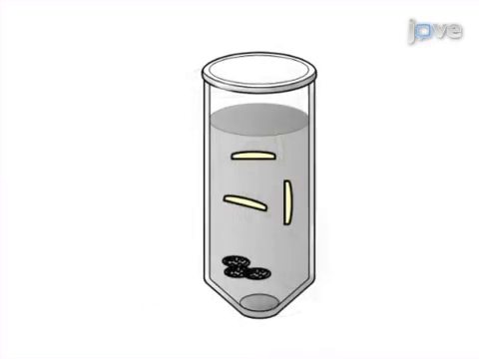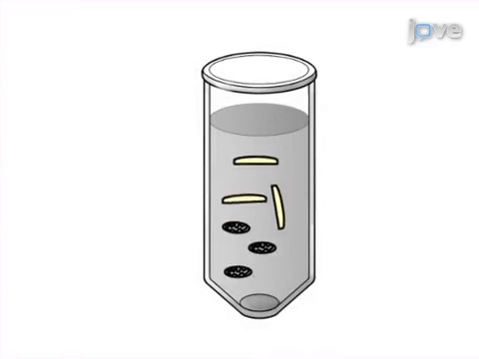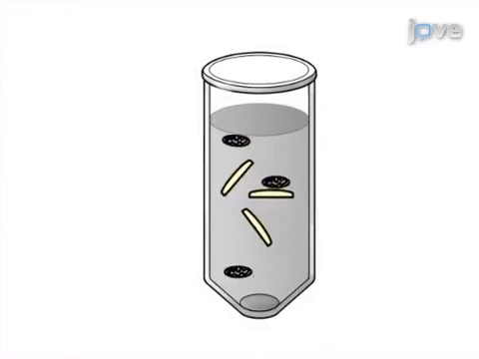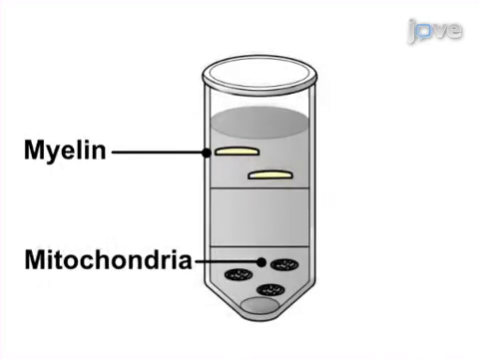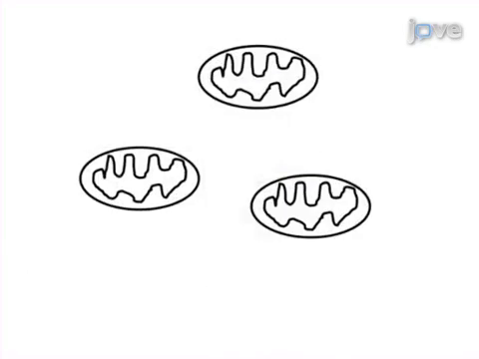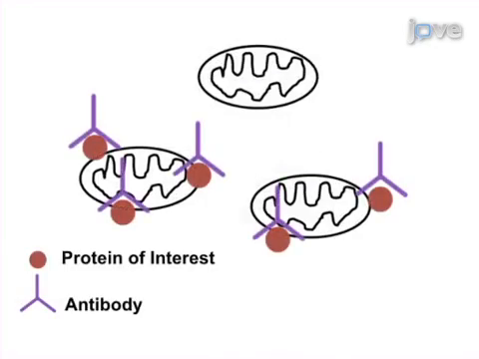Myelin, a major contaminant of central nervous tissue, is removed by mixing mitochondria with a solution of 12% OptiPrep and centrifuging once again. Next, the isolated mitochondria are labeled with a primary antibody of choice, followed by a secondary antibody conjugated to a fluorophore.